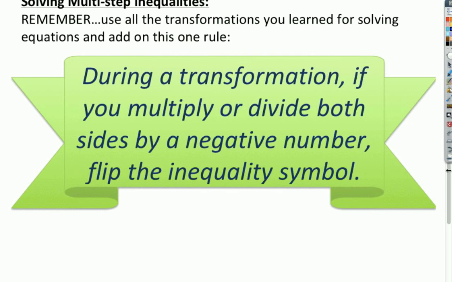So the rule is, of course, during transformation, if at any point you multiply or divide by a negative number on both sides, you must flip the inequality symbol. I was checking specifically for that as I walked around and checked your homework. And it seemed like most of you got it. So hopefully that will continue. Any comments or questions so far?